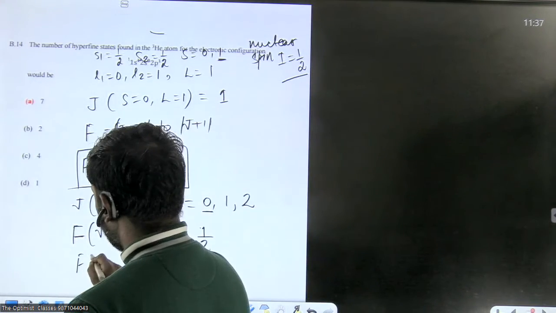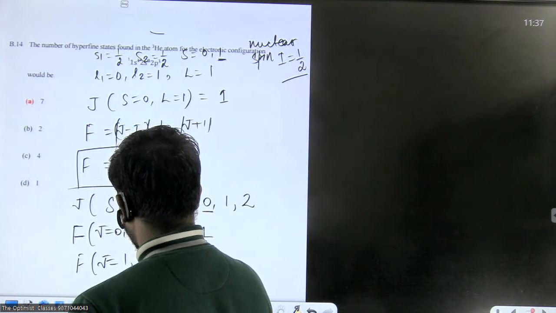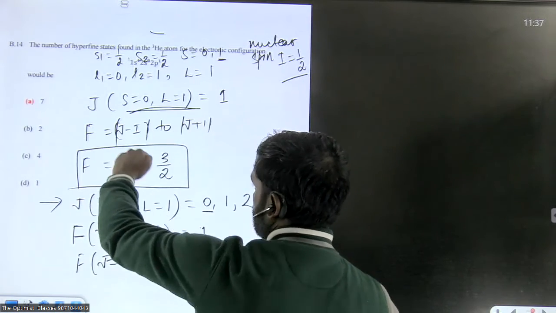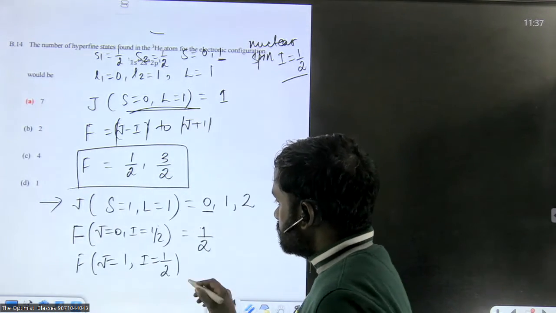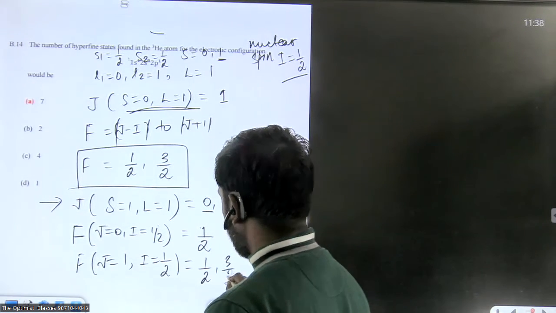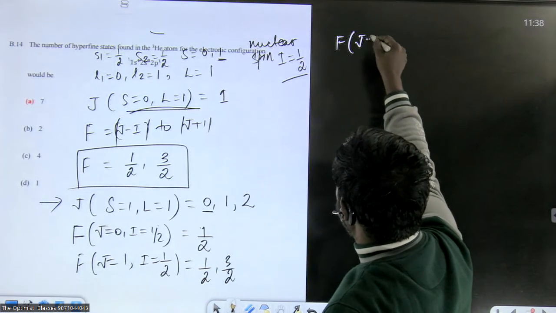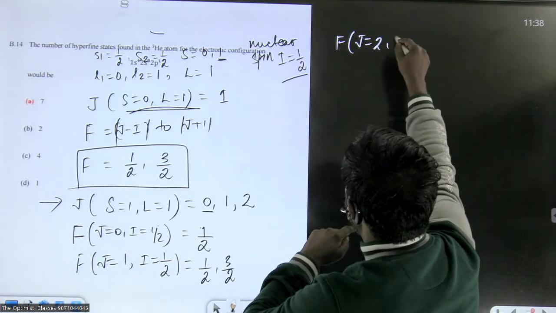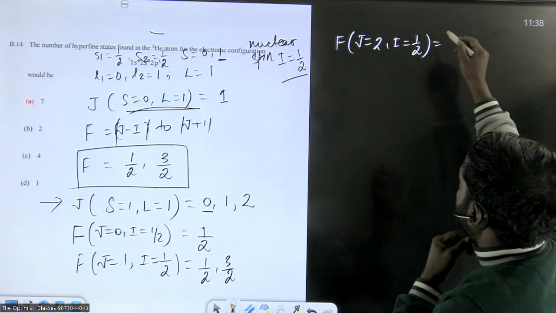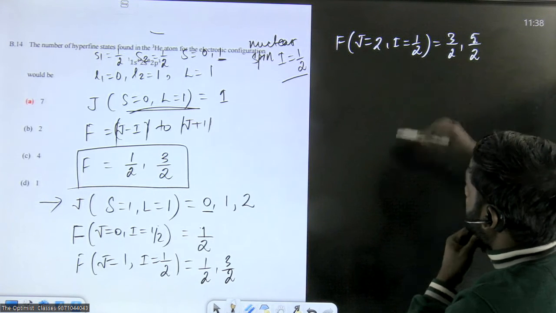Now if you calculate F with J equal to 1 and I equal to half, for the states that we are calculating here, for this state we have already done the calculation, so we got 2 F states. Again J minus I to J plus I, so you will get here half and 3 by 2. Now if you calculate F with J equal to 2 and I equal to half, then again J minus I to J plus I, so 2 minus half is 3 by 2, and 2 plus half is 5 by 2. So you got 2 states.